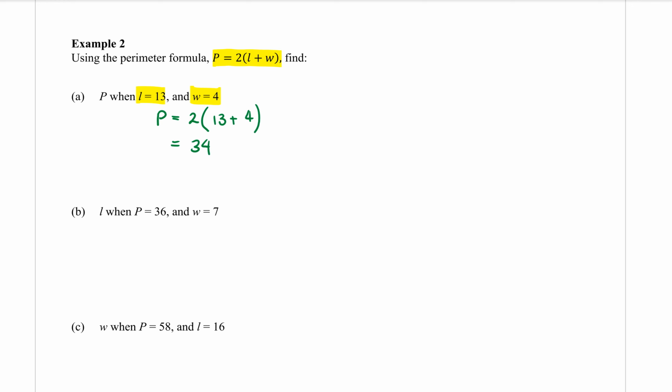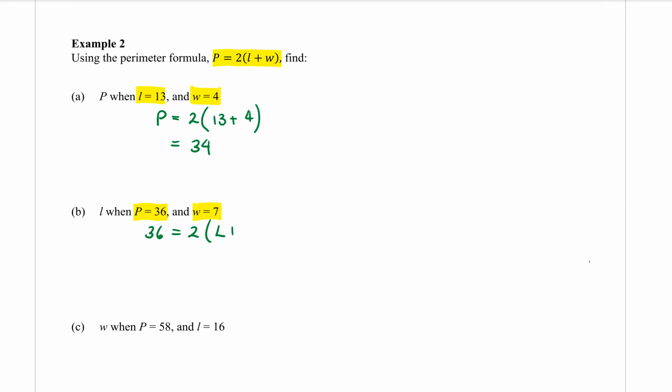Part B. This time, we're told that the P is equal to 36 and the W is equal to 7, and we're going to be finding the L. So starting with that original equation again, the P is 36, so 36 equals 2 bracket L, what we're trying to find. Now, I don't like those little scripty L's because they often look like ones. I usually just change to capitals so we don't get confused. So I'm going to make that a capital L.